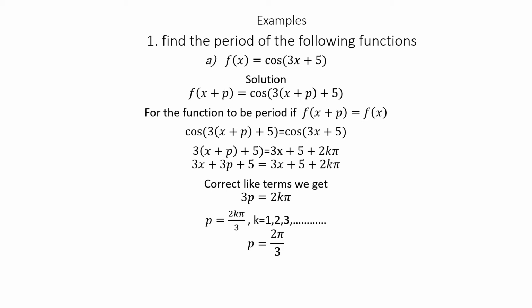Examples: find the period of the following function. f of x is equal to 3 cos(3x) plus 5. Here we have two alternatives. One, we can use the definition. Another one, we can use the general case.